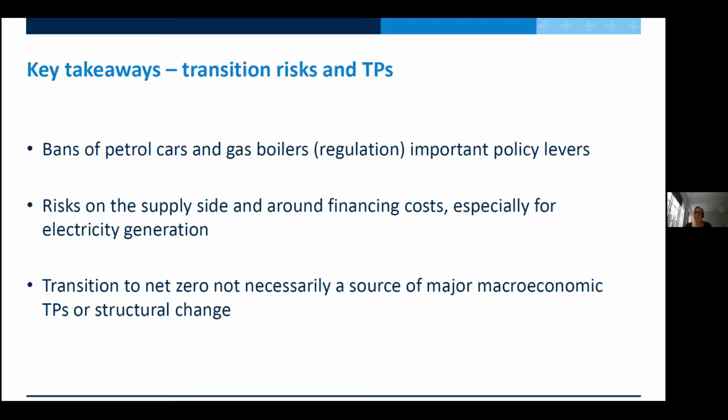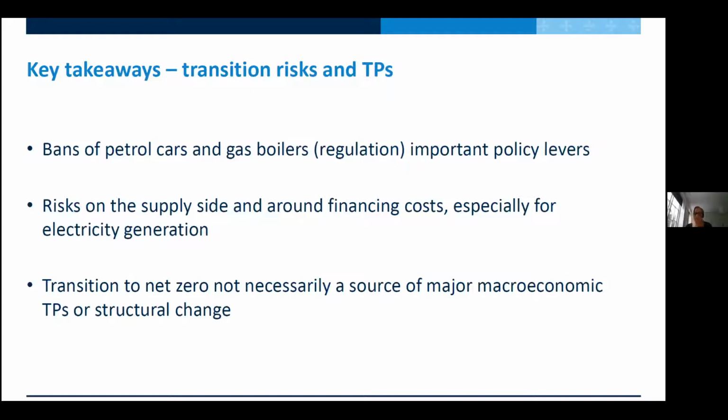The supply side transition, however, is already happening. 10% of new cars are ultra-low emissions. In 2020, 40% of electricity was already renewables. There are risks around financing costs, especially for the energy transition. The energy sector is a small part of the economy and might need to grow.